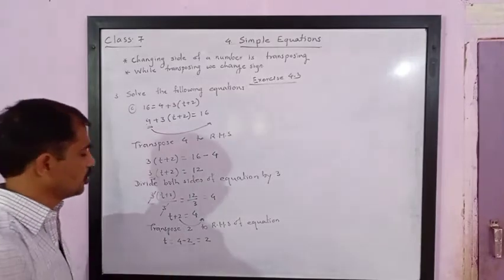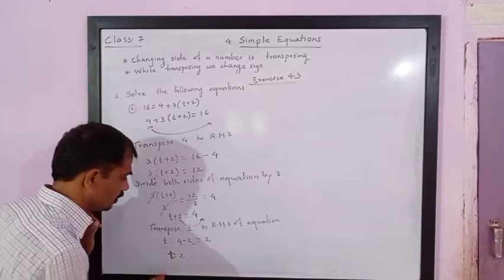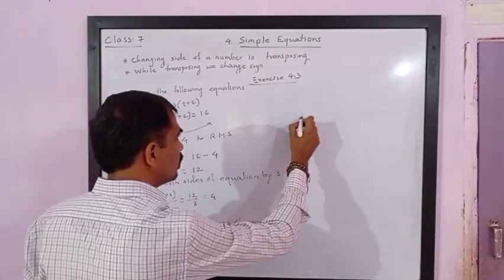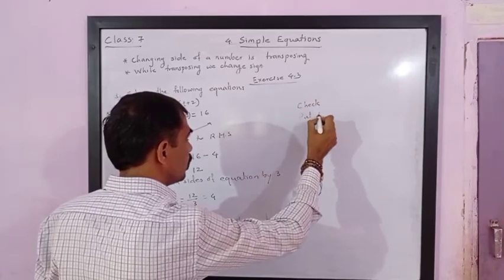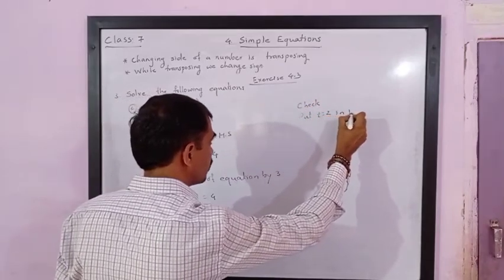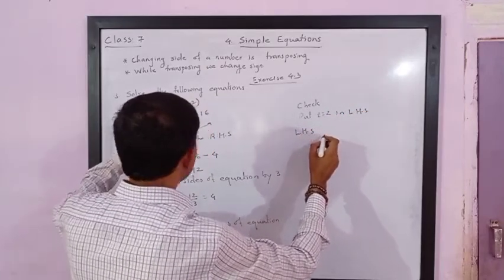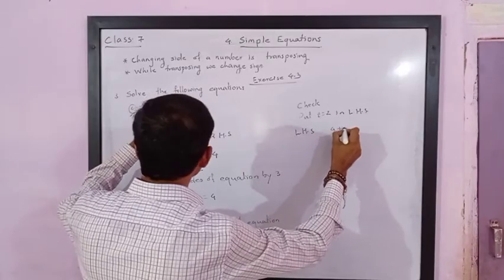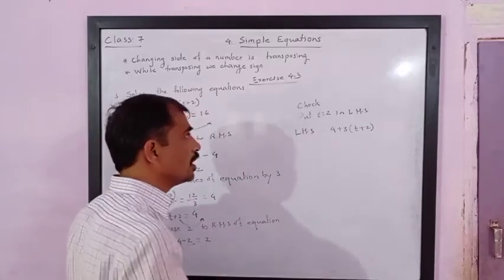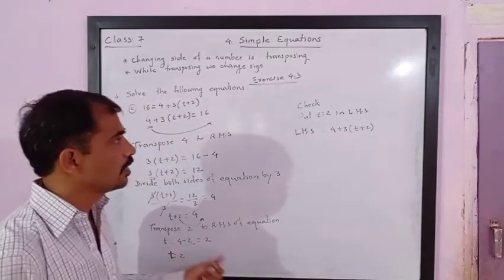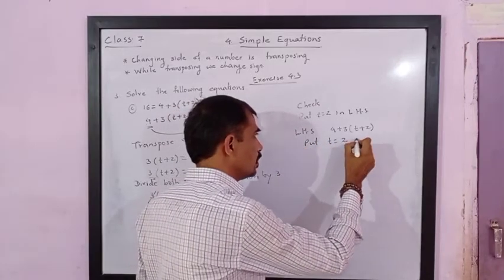Let us check whether our solution is correct or not. For checking, put t is equal to 2 in LHS. So LHS was 4 plus 3 in bracket t plus 2. Let us check whether we get the solution. Now we have written t is equal to 2, so put t is equal to 2.